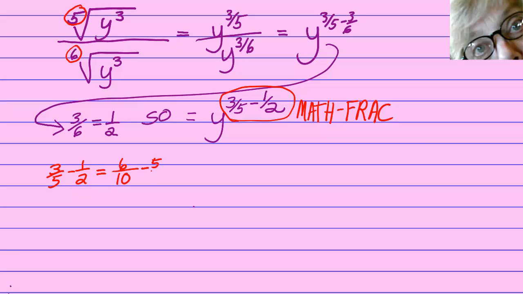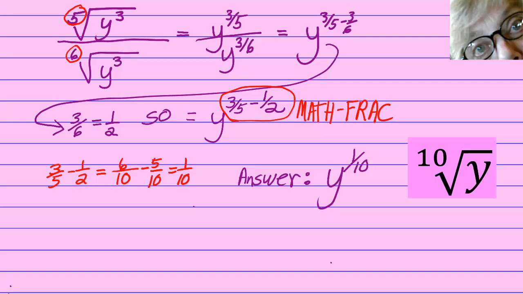Well, if you have denominators 5 and 2, that means your lowest common denominator will be 10. So I convert 3/5 to 6/10 and 1/2 to 5/10. 6/10 minus 5/10 is 1/10. That gives us y to the 1/10 power. But really, our final answer is the 10th root of y. When you start with radicals, almost always you're going to end with radicals.